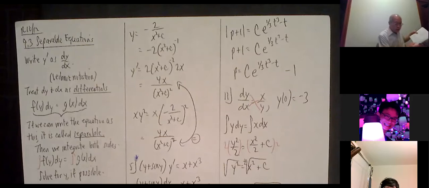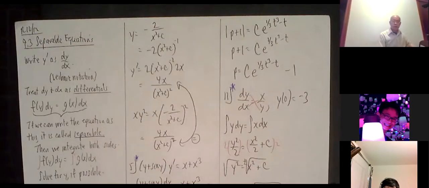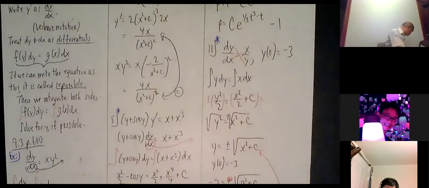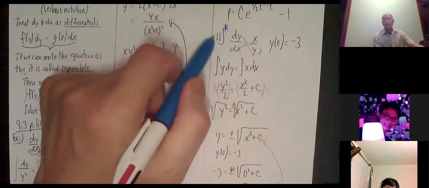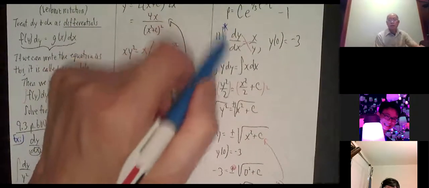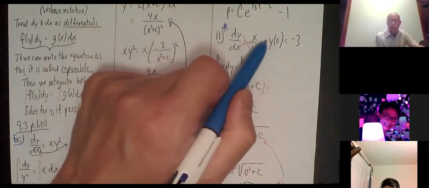All right, then let's see. I want to do 11, and I see my 11 is not the same as your 11. So I guess that would have to be 11 star. It's a nice one. And let me just check something else. I was going to do 13, and 13 does seem to match. Okay. So anyway, 11 star. dy dx equals x over y. This time they give me an initial condition, y of 0 equals -3.